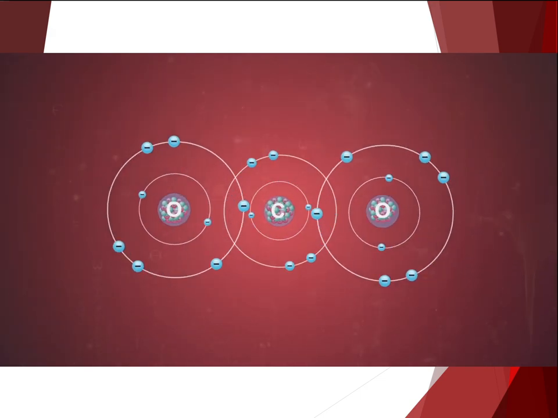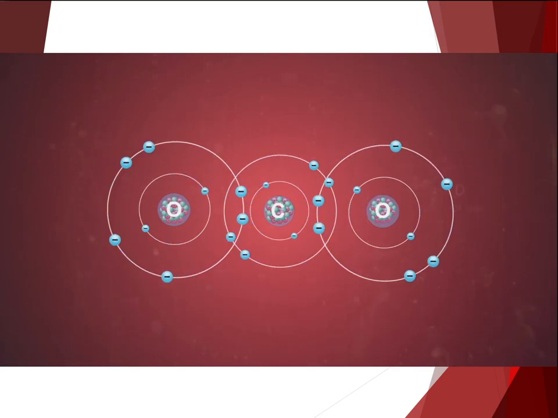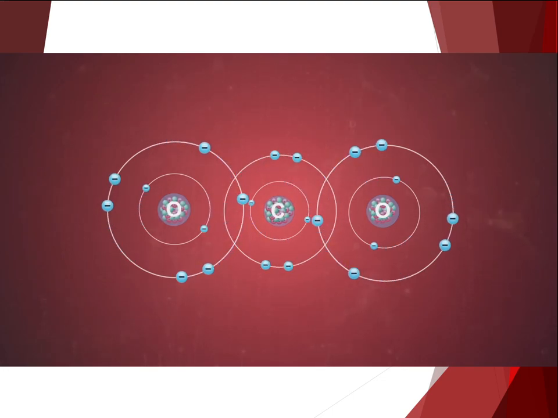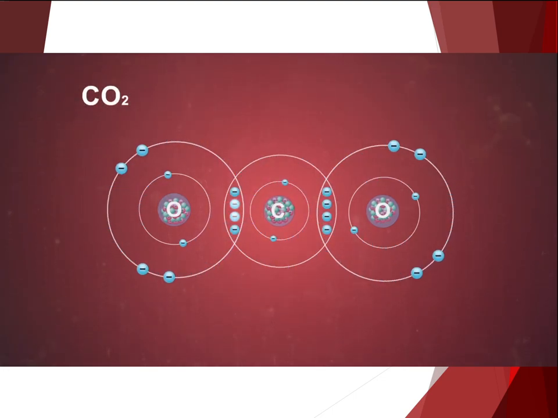Carbon dioxide is another example of a molecule with double covalent bonds. A carbon atom has 4 valence electrons. It shares 2 electrons with one oxygen atom and 2 with another. So there are 2 double covalent bonds in carbon dioxide, one between the carbon atom and each of the oxygen atoms.